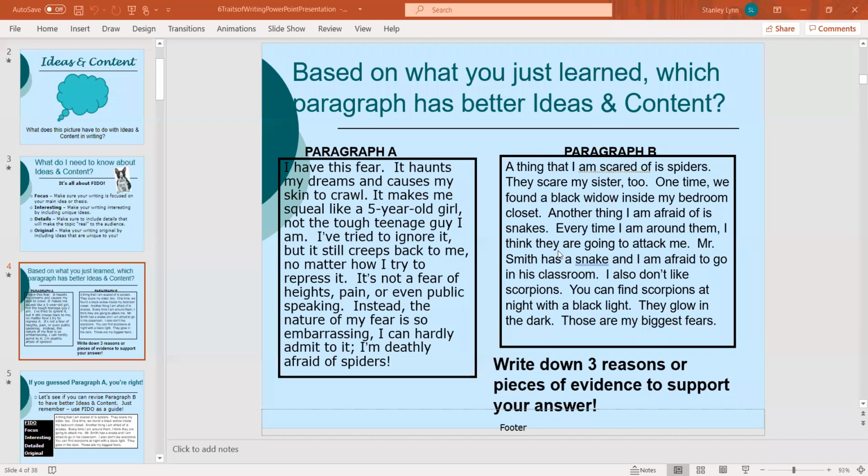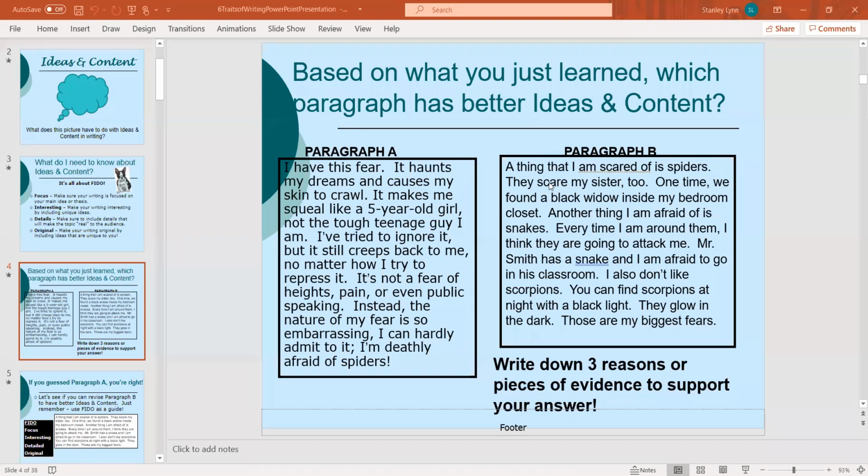Okay, based on what you just learned, which paragraph has better ideas and content? We're not going to do this now. We'll do the first one as an example, but I have the students that are in class on Sunday, we will watch this again and they will answer it in class. For the online students, I will put this in SMS. You will have to watch it again and answer all of this in your writing notebooks, all right? So based on what you just learned, which paragraph has better ideas and content?